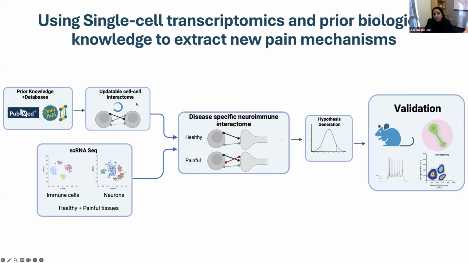So once we have this cell type agnostic receptor-ligand interactome, we decided to use single cell sequencing to identify all the cell types that exist in the immune compartment and the neuronal compartment. This will also give us the ligands and the receptors that are expressed by these individual compartments. Then the idea was to use some sort of statistical software to identify interactions that exist in healthy or painful tissues, which will lead us to hypothesize new interactions and then validate. So this is the pipeline that we decided to go for.